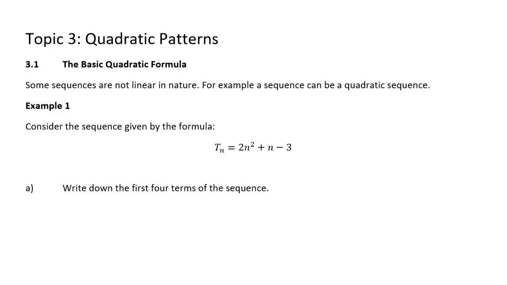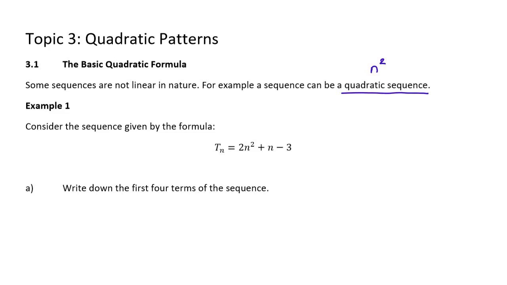So some sequences, as I've written there, are not linear in nature. So they don't have an equation that depends on n. For example, a sequence could be quadratic. Now we know from quadratic equations that that would mean that the formula is going to have an n squared in it. It could also have an n, but it must have an n squared to be quadratic.